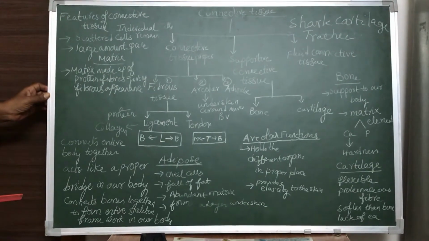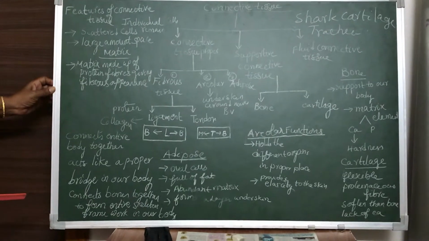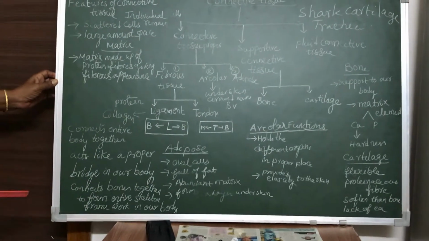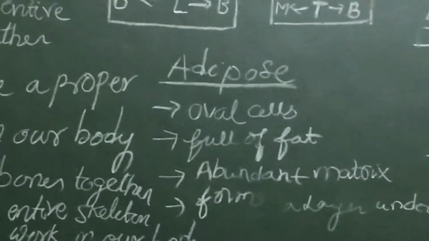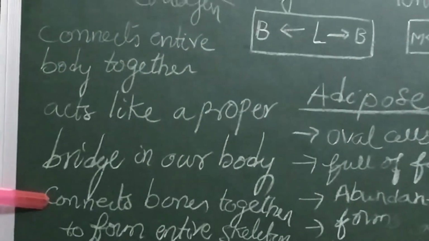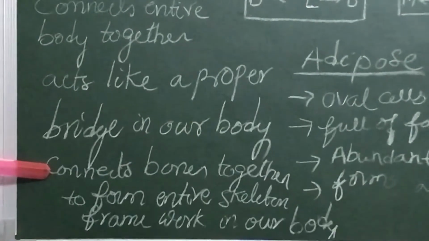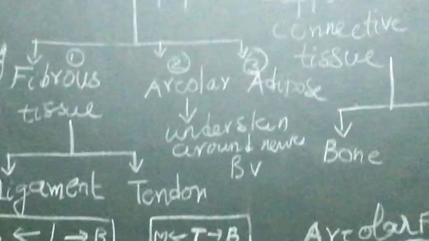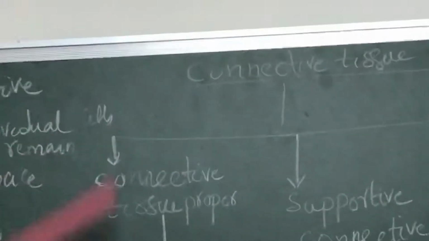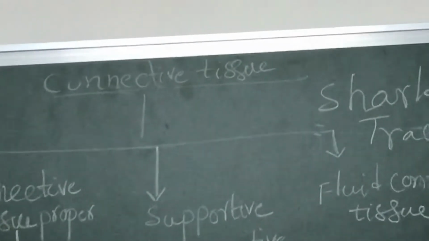This connective tissue connects the entire body together and acts like a proper bridge in our body, and connects the bones together to form the entire skeletal framework in our body. The name of that tissue is connective tissue. What is the name of the tissue? Connective tissue.